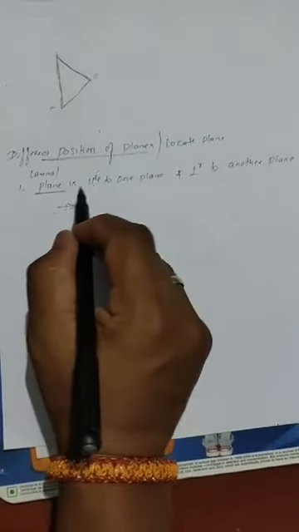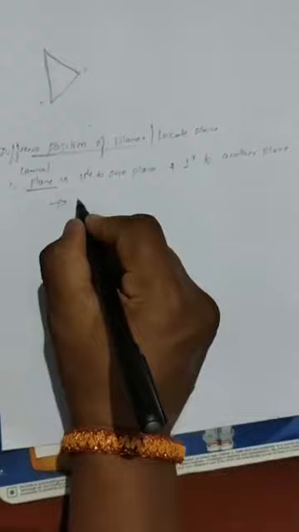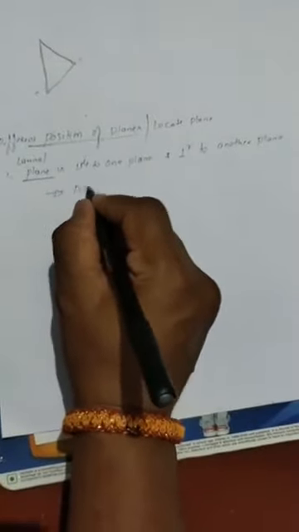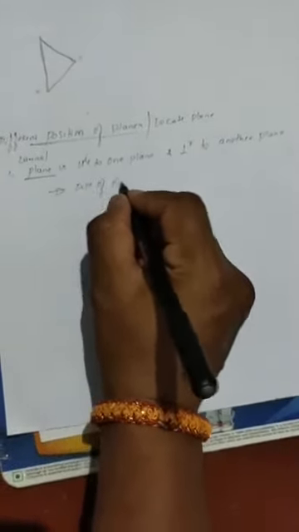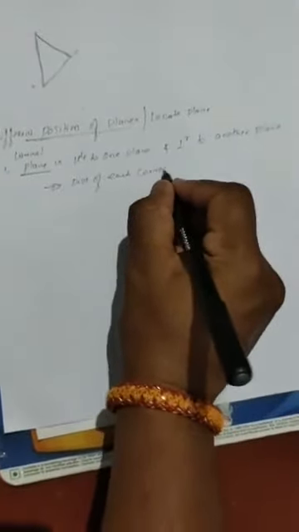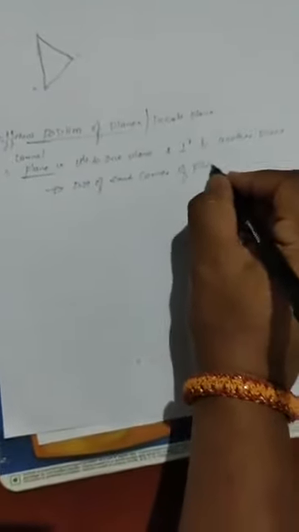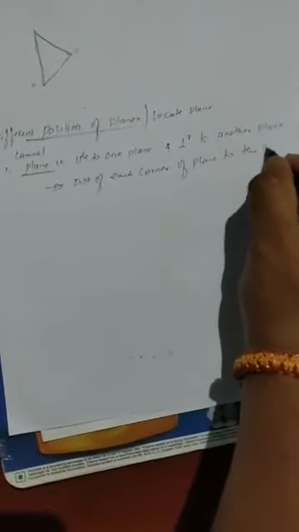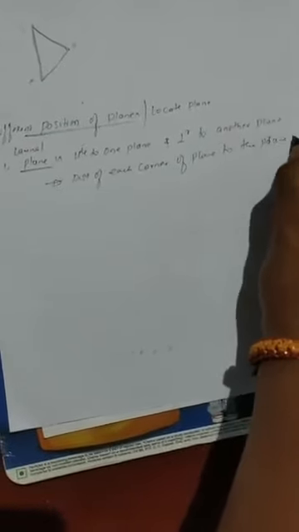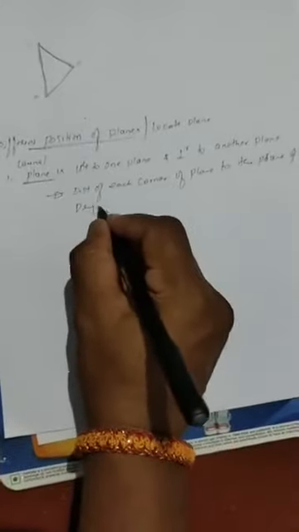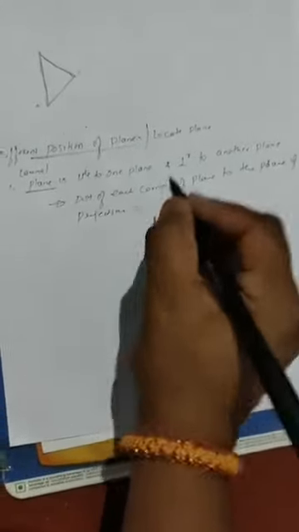If I say the plane is parallel to one plane, it means the distance of each corner of the plane to the plane of projection should be equal. When the distance of each corner of the plane to the plane of projection is equal, then we say the plane is parallel to that plane.